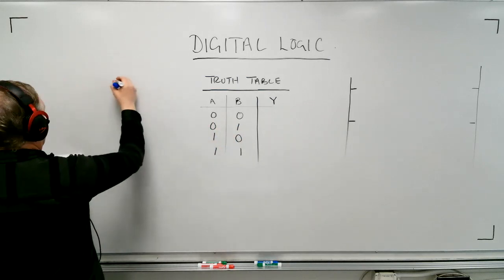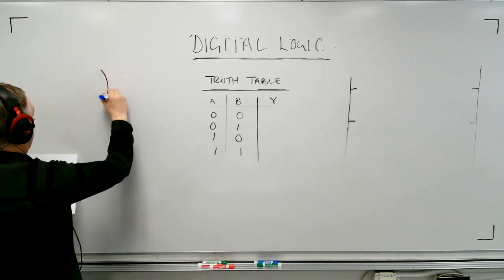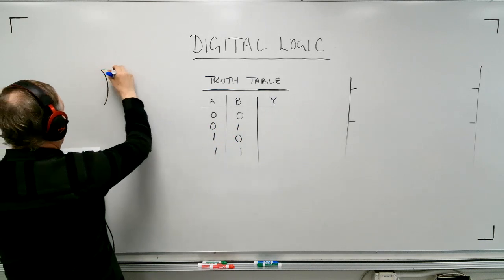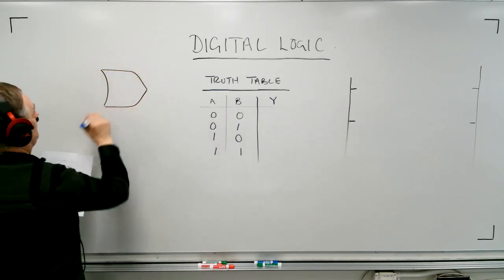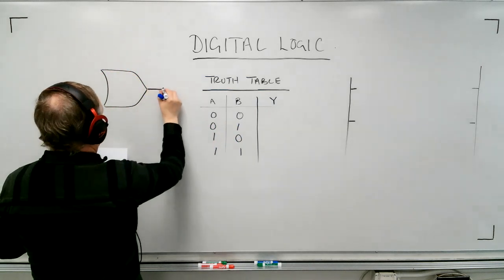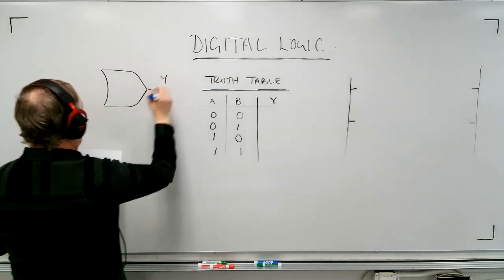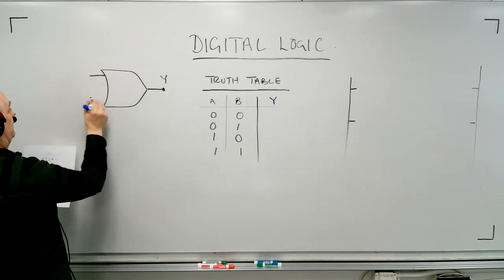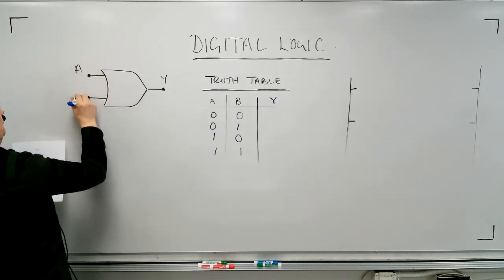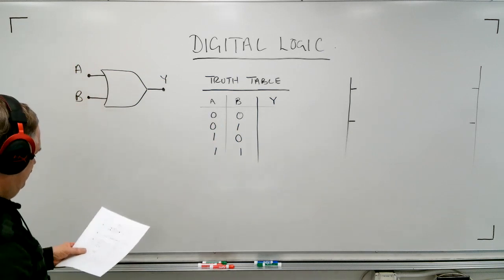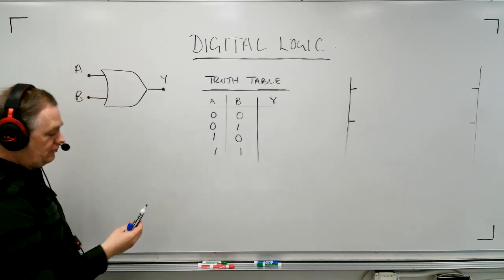Now, the OR gate looks like this. A little bit concave on the left-hand side. Comes down like this. Here's my output. I'm going to call this Y. Here are my inputs. I'm going to call these A and B. Okay, A and B.